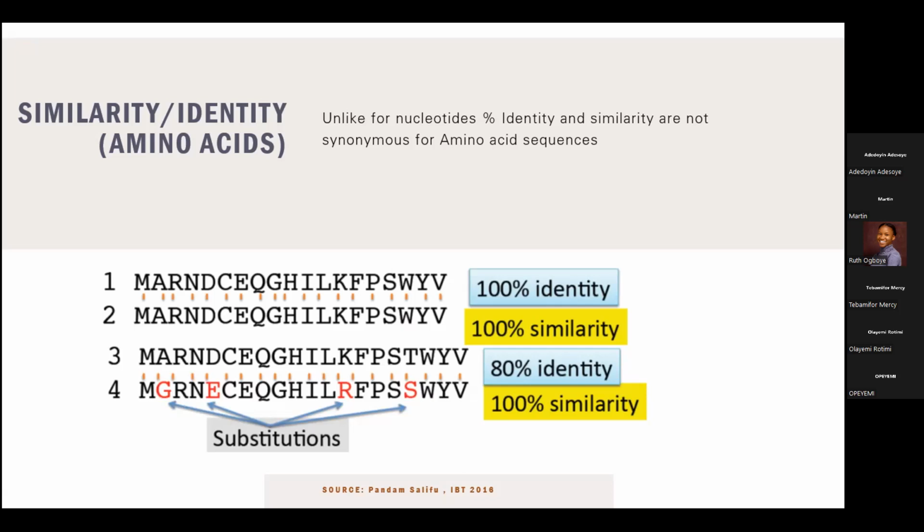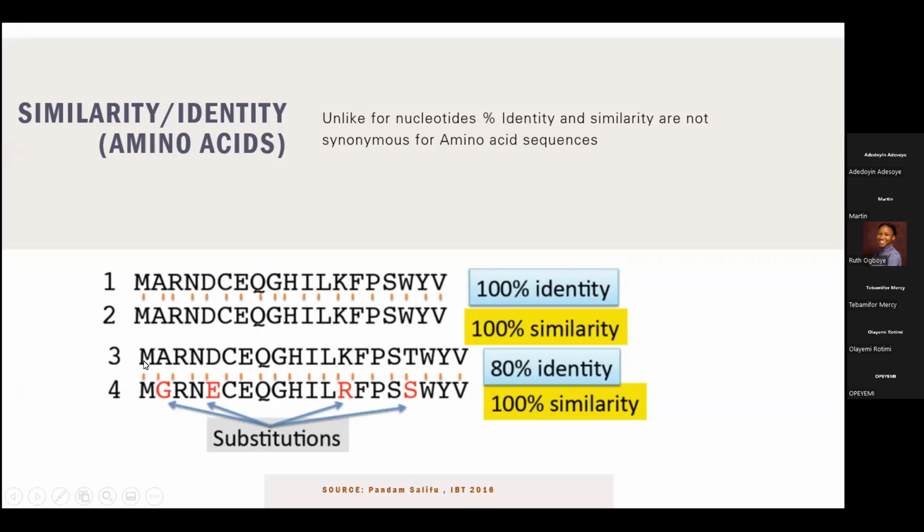Substitutions are still along the same lines: if the two amino acids have the same properties, you can still call them similar. So here, for example, across the first and second sequence, you can see they are 100% identical. We don't have any substitution changes in any of them. They are literally the same thing.